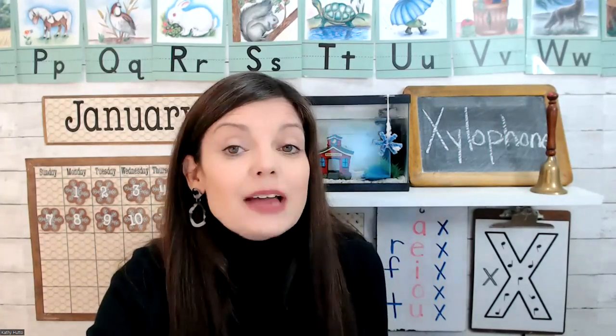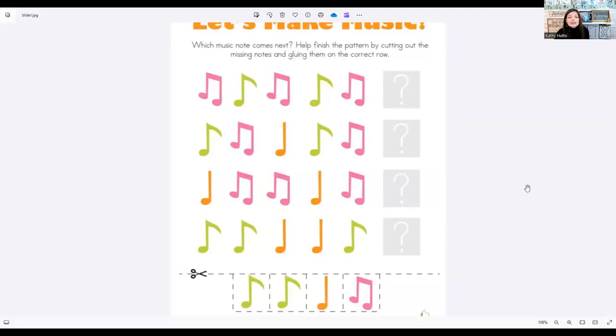Well, next it's time for math, and we're going to be doing some music note patterns. A pattern is something that repeats over and over and over. We just have to figure out what's repeating. So take a look at this first one. I see pink and then green. Oh, and then it's back to pink.